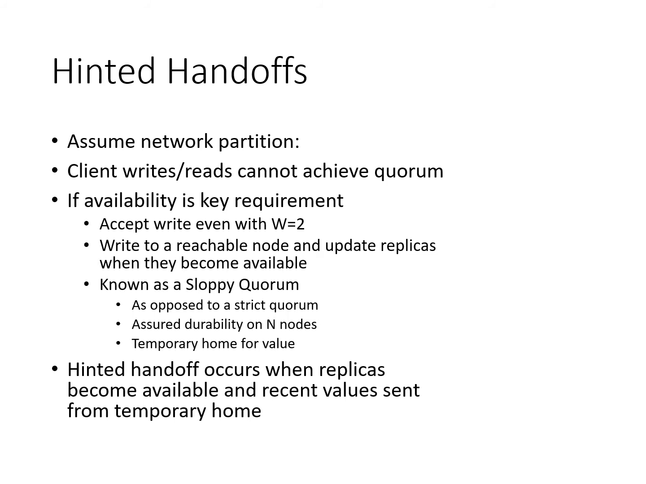In the case of a write, if a write is made to a coordinating node but it can't see other nodes, say, and the W value is 2, what's it going to do? It can't satisfy the request to write to 2 replicas. So what we can do is use something known as a sloppy quorum.